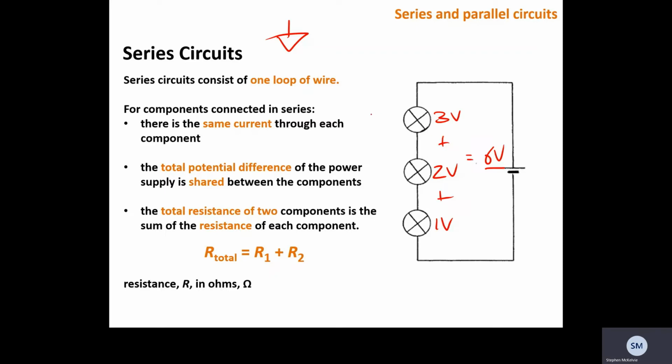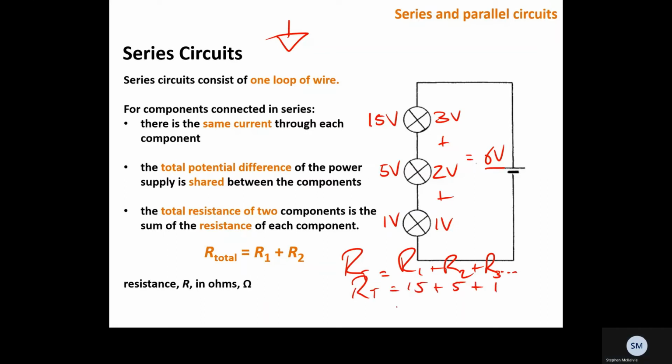So let's say this has got a resistance of 15 ohms, this is a resistance of 5 ohms, and this is a resistance of 1 ohm. Total resistance, R total, will equal R1 plus R2 plus R3, meaning that the total resistance will equal 15 plus 5 plus 1. 21 ohms will be the total resistance.